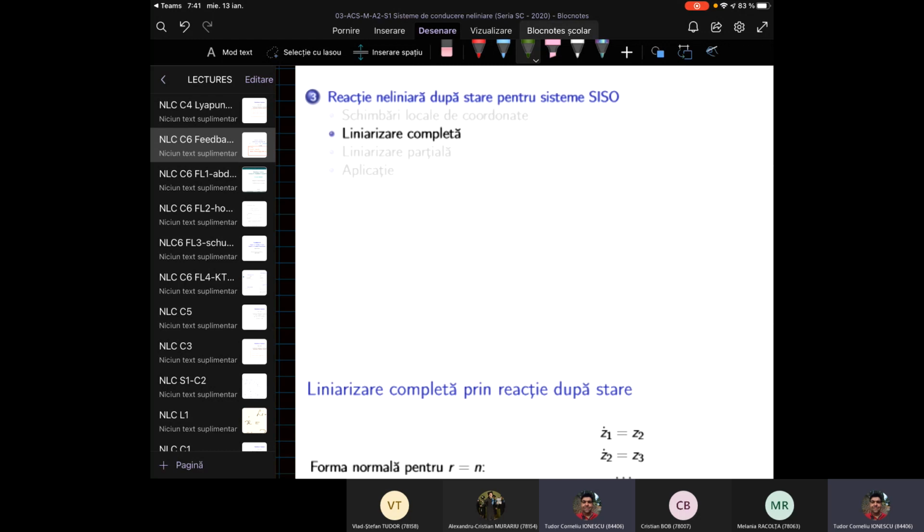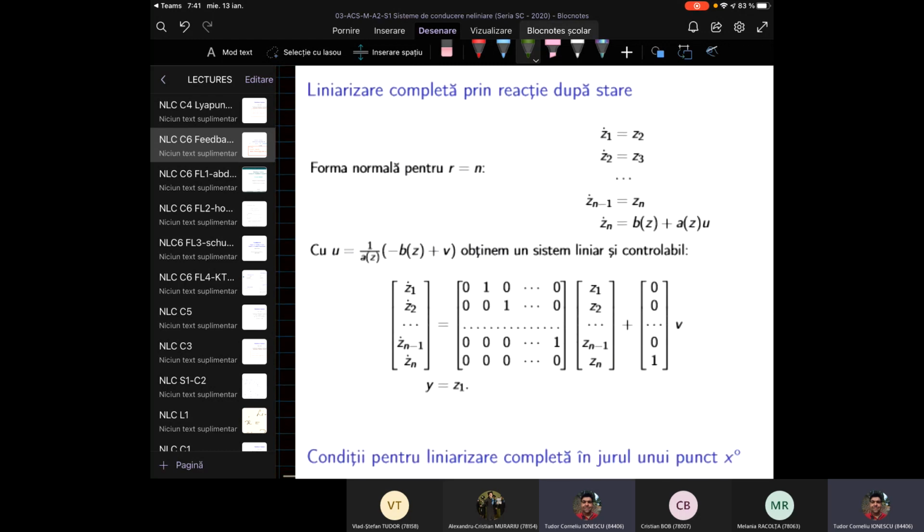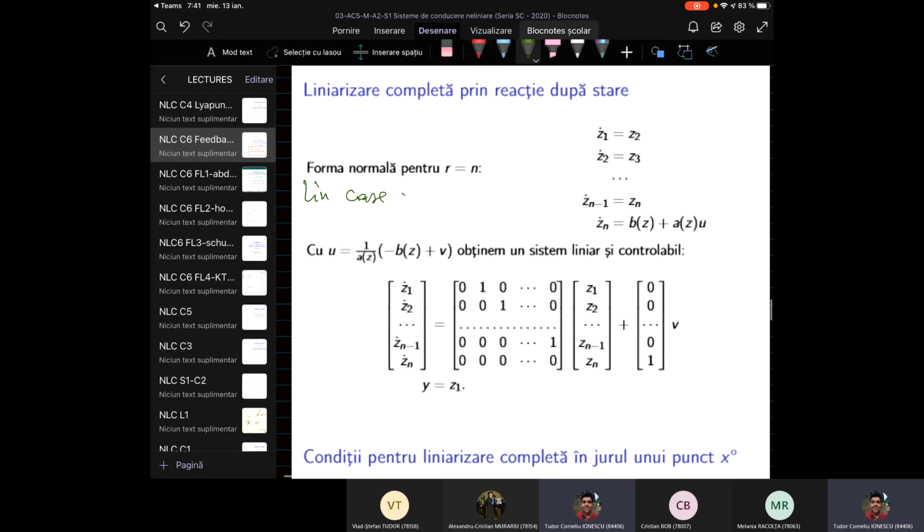We can have full linearization, so full linearization via state feedback. Full state feedback linearization. For r equal to n, when you have n poles and no zeros, this is in the linear case. N poles, no zeros, no finite zeros, of course. You can write this in this form.